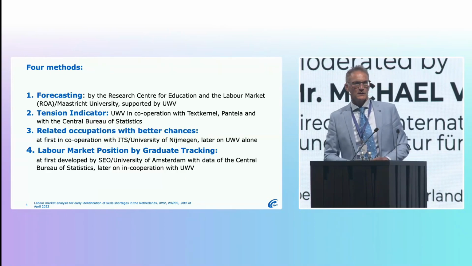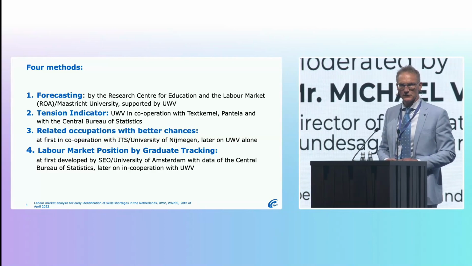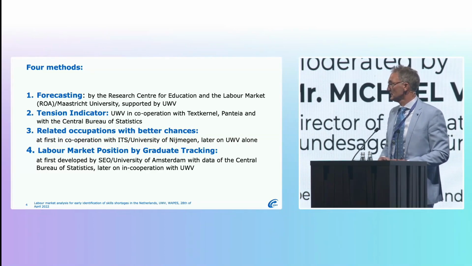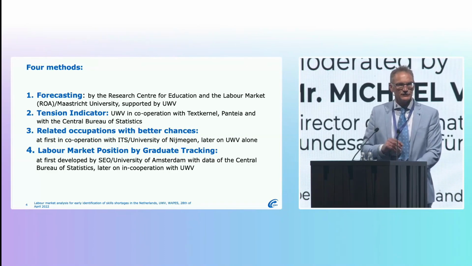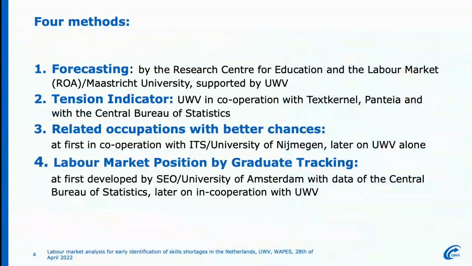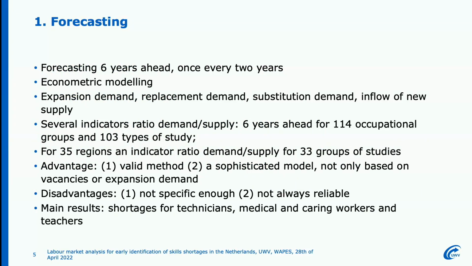Well, I will tell you about 4 methods and indicators we use in the Netherlands: forecasting, tension indicator, related occupations with better chances, and the labor market position by graduate tracking. And as the slide shows, we work together with a lot of research institutes and universities. Sometimes the research institutes are associated with the universities. And together we develop indicators. I will explain those 4 methods briefly.